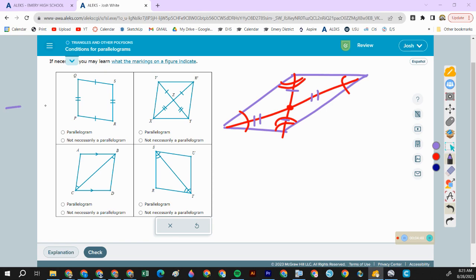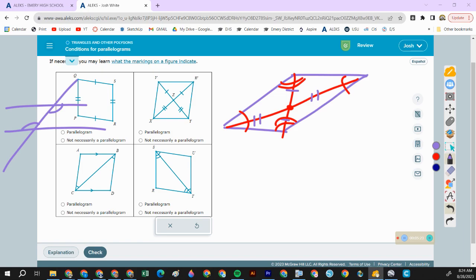So if I have a set of parallel lines cut by a transversal, this angle will always equal that angle. Those are alternate interior angles. Okay. So this angle has to be equal to that angle. And then we have this little one equal to the little one, which means that the other side has to be equal to the other side. So it turns out that this is a parallelogram.